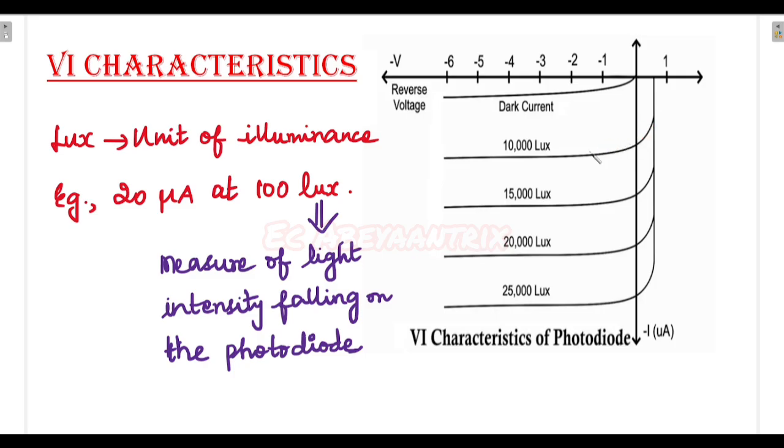And coming to this diagram, if you increase the incident light to 10,000 lux. What do you mean by lux? Lux is the unit of illuminance. What is illuminance? Illuminance is nothing but the light incident on the photodiode, and that unit is called lux. And 10,000 lux means we are increasing the light intensity to a value of 10,000.